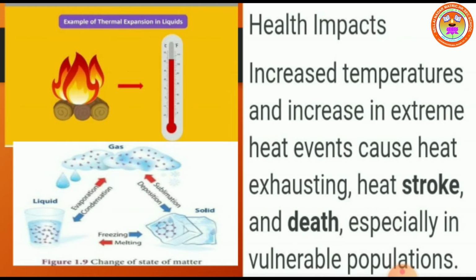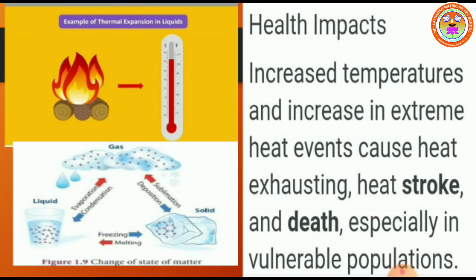You know, children, a thermometer contains mercury. How is the clinical thermometer used to measure the temperature of the human body? When our human body temperature is above 98.6, the mercury level is increasing. Our body temperature is increased, the mercury level also increases. So easily we can find which temperature has occurred in our body.